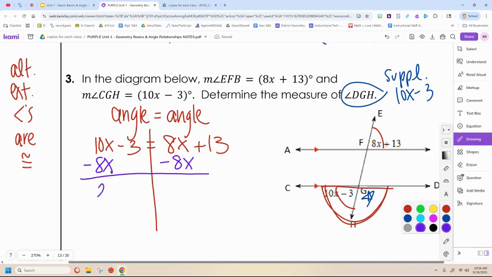10x minus 8x is 2x. And I planned that the x's would land on the left-hand side. Be careful. Is it a positive 13? Yep. So it's just 13. Another 2 step to solve. Now it's easy, right? Woohoo! It's 8. Answer is 8.